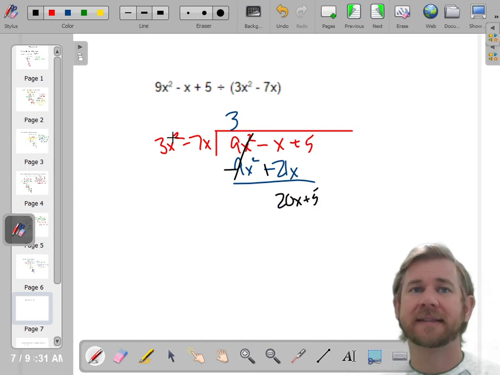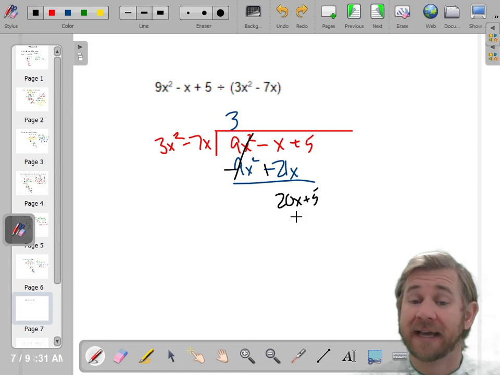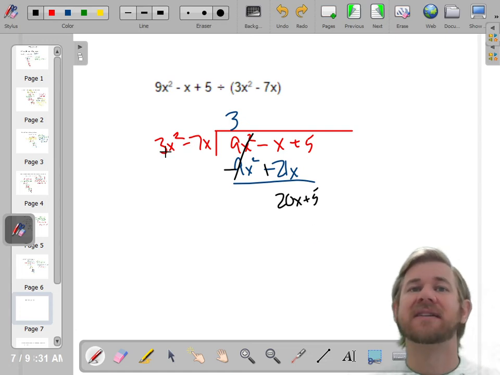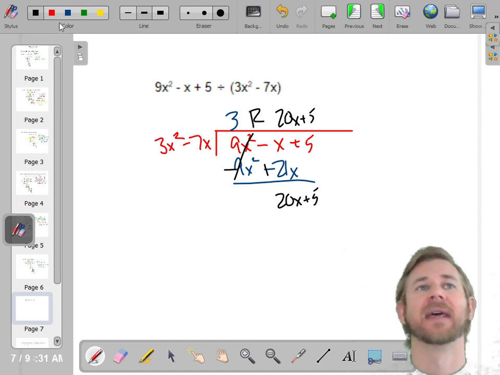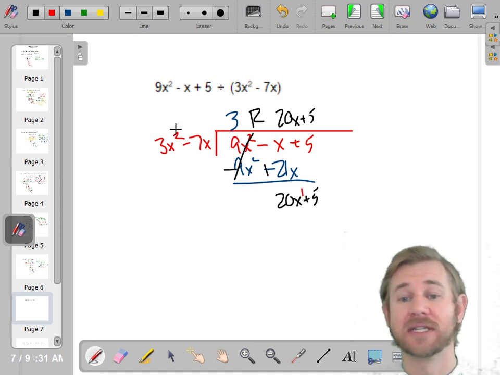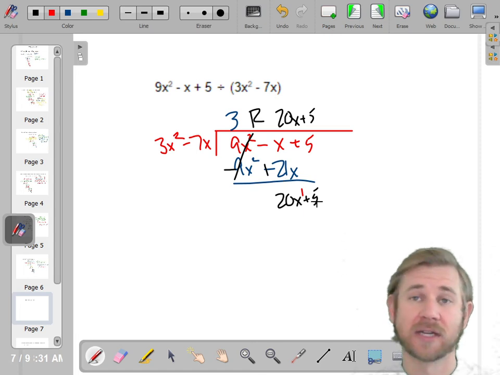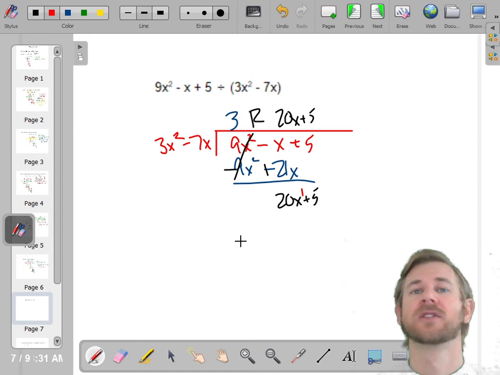Now, this, our divisor, is degree 2. And what we're trying to divide here is degree 1, which means that's actually the remainder. You're not going to divide an x. You wouldn't multiply by 1 over x. So this is our remainder, 20x plus 5. And again, that's because this is degree 1, and our divisor is degree 2. So if what you're trying to multiply into is lower degree, then you are finished. That is your remainder.